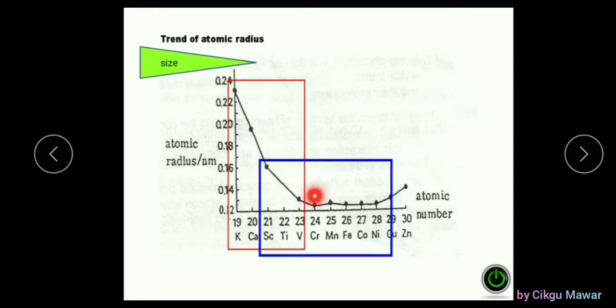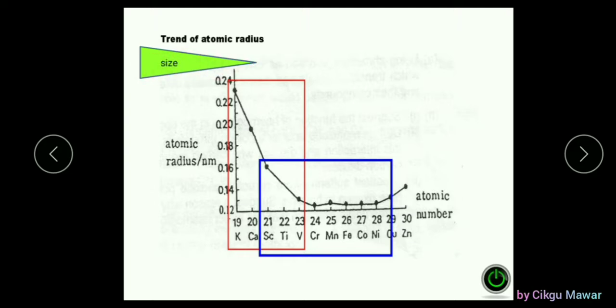You can see that it's decreasing across the period. The red box here refers to potassium, calcium. You can see that the pattern of the graph for metal group 1 and group 2 is steeper here. It's decreasing more. So it means that the size of potassium, calcium is greater compared to the transition elements here, where the graph pattern is more flattened. The blue box refers to the transition elements. You see that the size is decreasing.